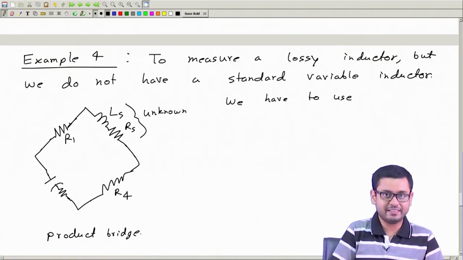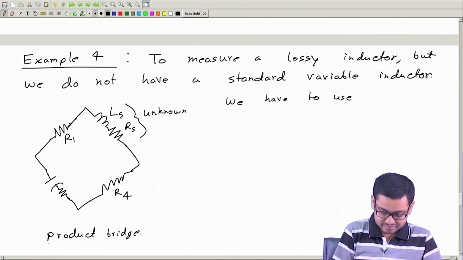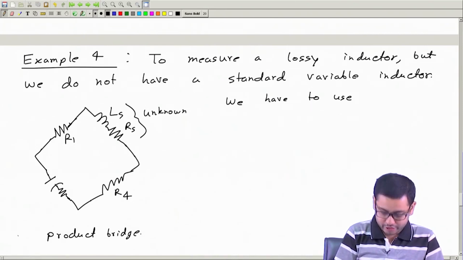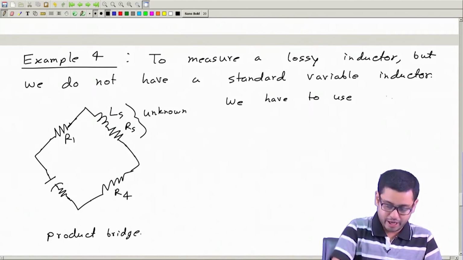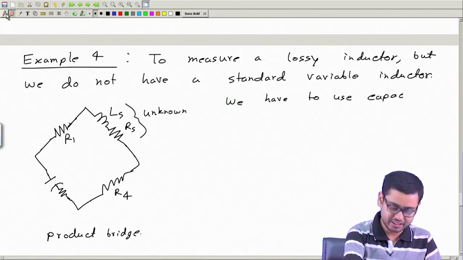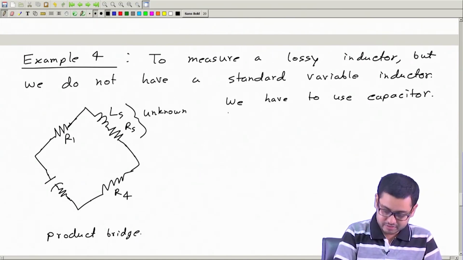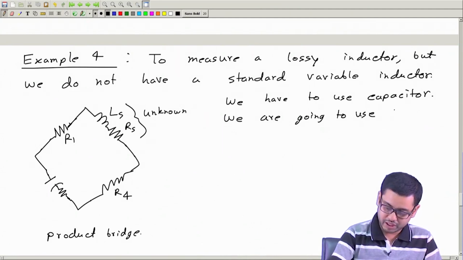I mean, product bridge and ratio bridge, these are the easiest bridges to design. Good, great. So, we are going to design a product bridge, and so we have to use a capacitor because we cannot use an inductor, and therefore we are going to design or use a product form.